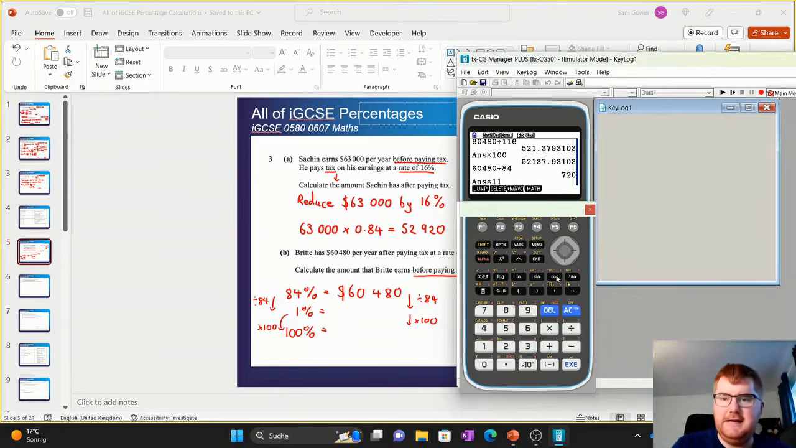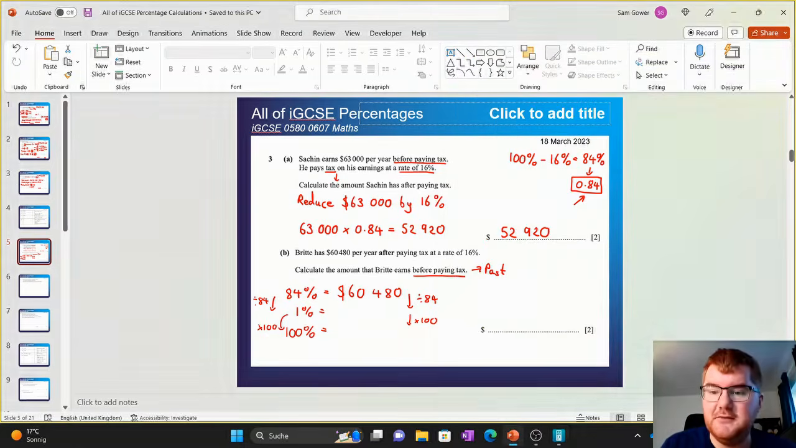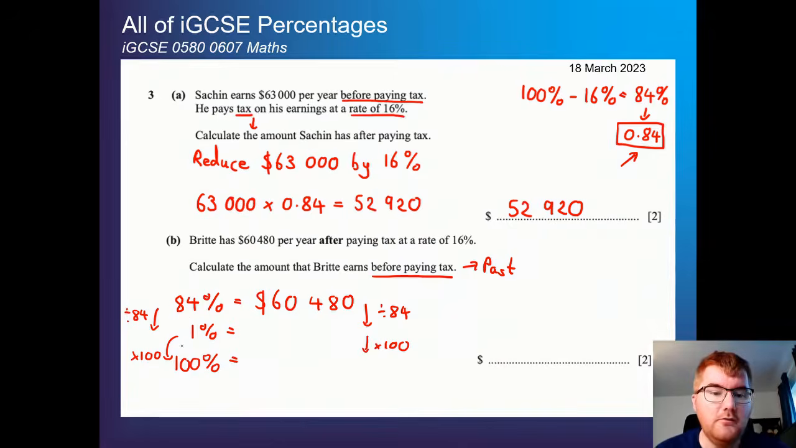Making sure to use the calculator correctly here. Not sure what exactly went on there. There we are, and we got our answer here of 72,000. Again, getting a whole number or a number without lots of decimal places is usually a very good sign you've got the right answer. So here we've got 72,000.